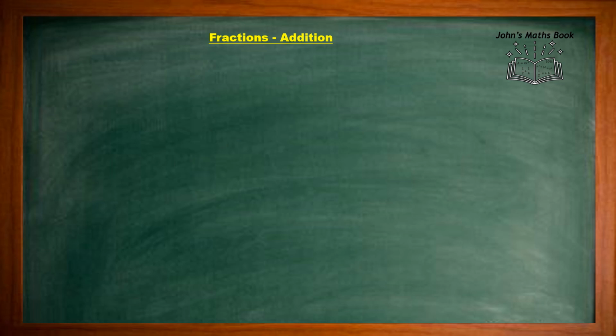So now we understand the numerator and the denominator, let's look at two different types of fractions. A proper fraction is where the numerator, which in this case is 2, is less than the denominator, which in this case is 3. An improper fraction is where the numerator, which in this case is 3, is greater than the denominator.